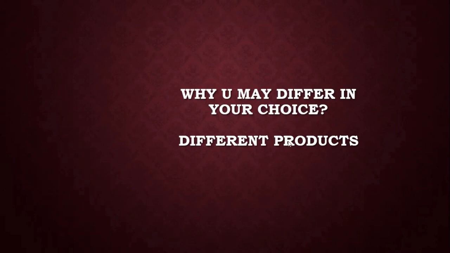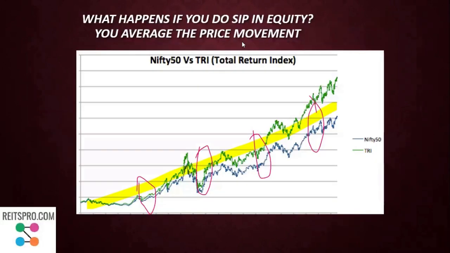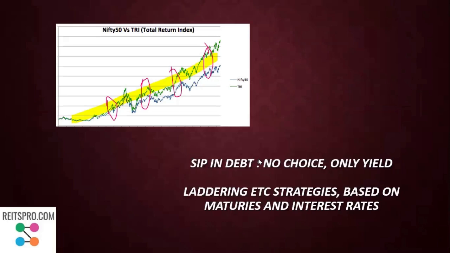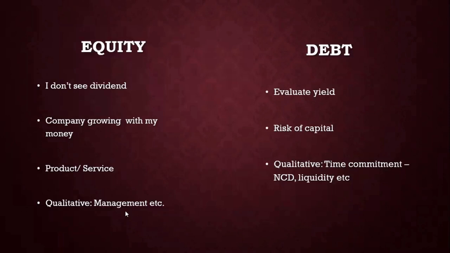Because you would naturally conclude that these are different products. Now, in this case, what happens if you do equity is like this, whereas in case of the debt part, you don't have a choice because you are considering the yield. You're not looking at the averaging of the price. Of course, there are strategies like laddering, etc., which are based on maturities and interest rates and so on. But the particular SIP concept which we follow in case of equities does not really work as well in case of debt.